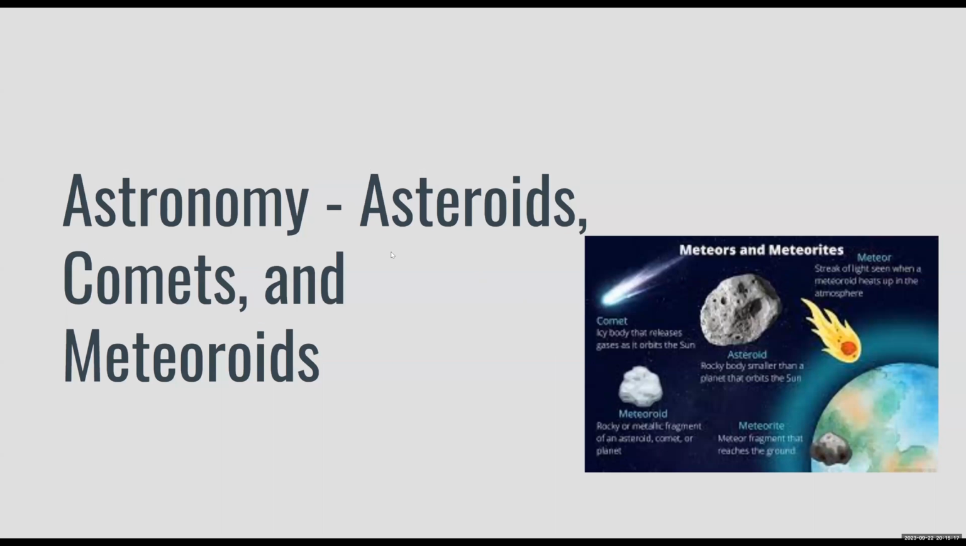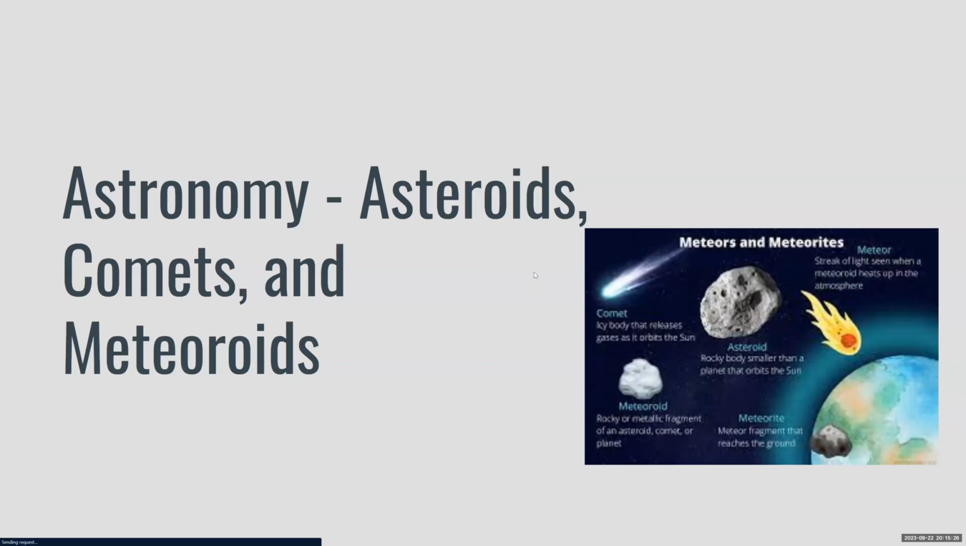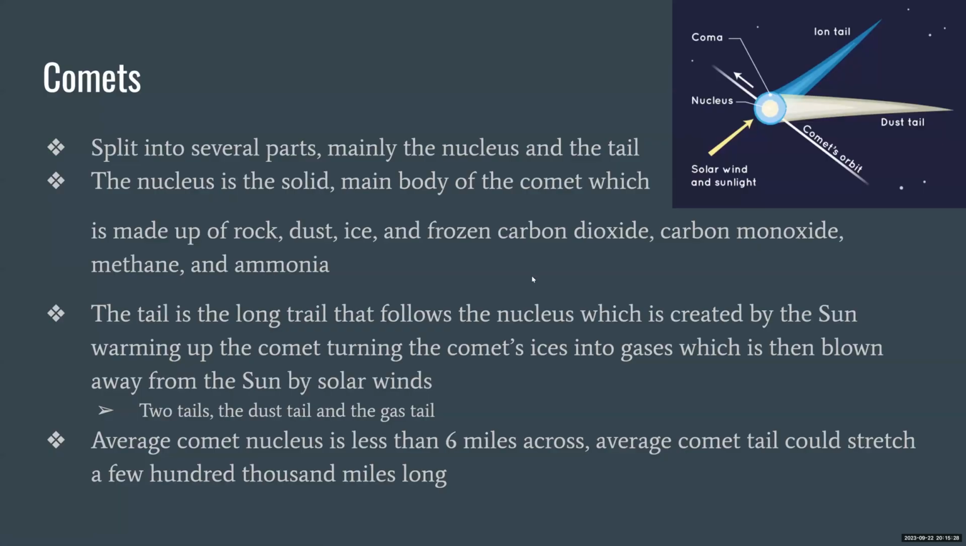All right, for astronomy, we're going to be talking about asteroids, comets, and meteoroids. All right, for comets, they're found in space in the solar system. They're split into several parts, mainly the nucleus and the tail. The nucleus is the solid main body of the comet, and it's made up of rock, dust, ice, frozen carbon dioxide, carbon monoxide, methane, and ammonia.